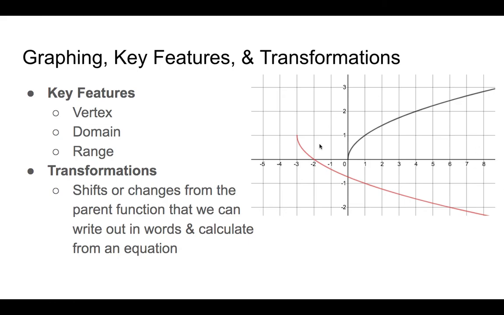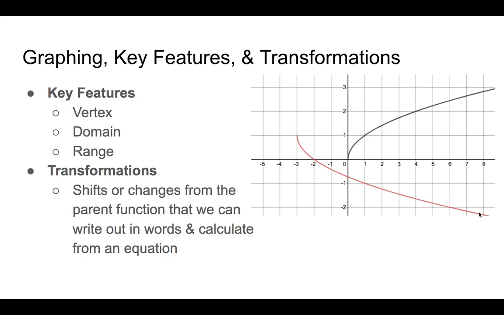So I gave you a little example over here. This black line right here, this graph, this is our parent function. This is the original. This is y equals the square root of x. This is our basic. 1, 1, 4, 2. Over here would be 9, 3. This is our parent function.